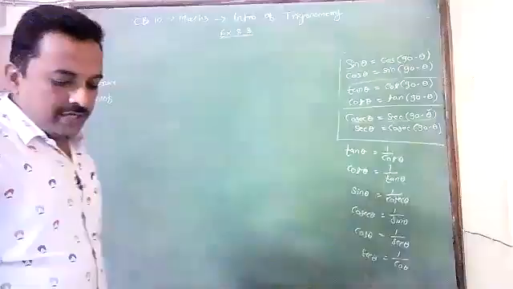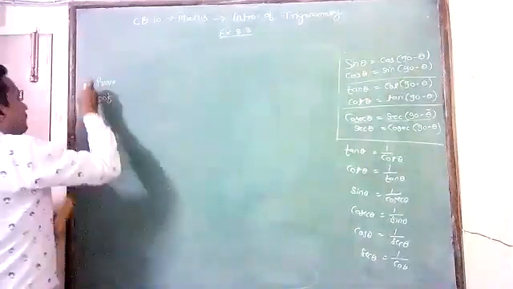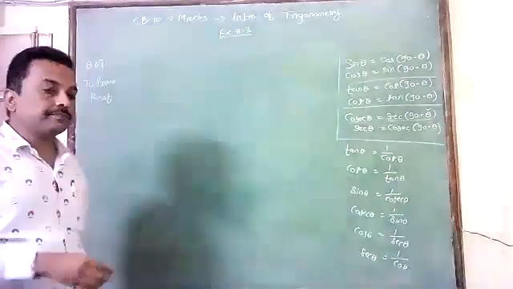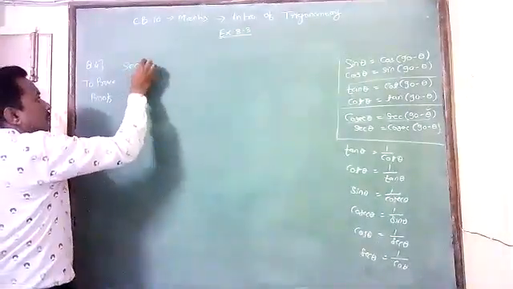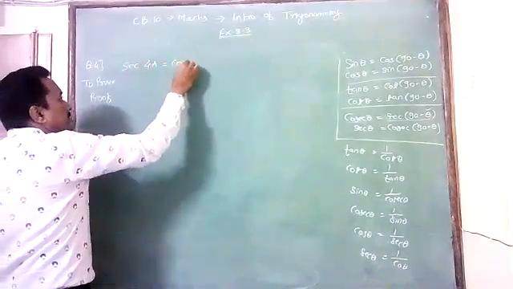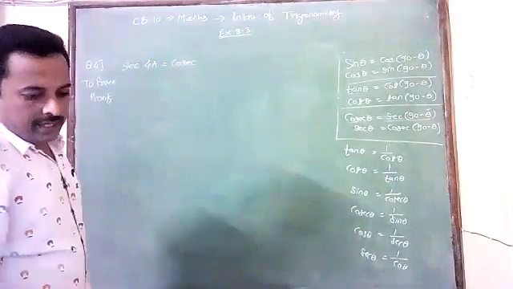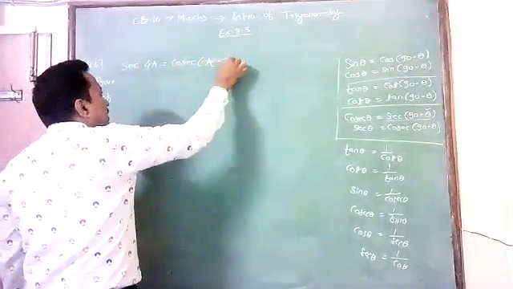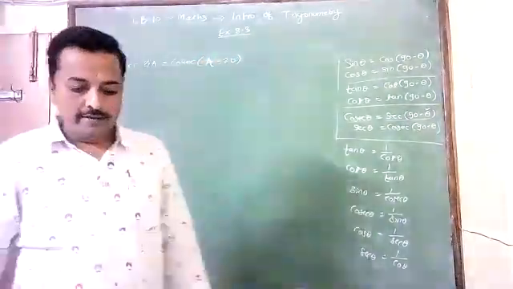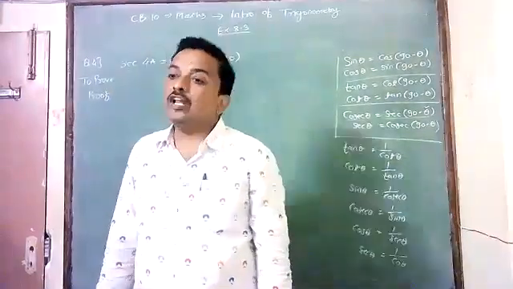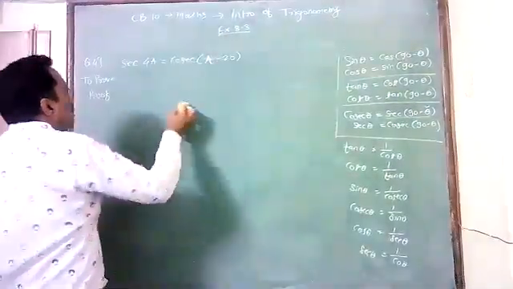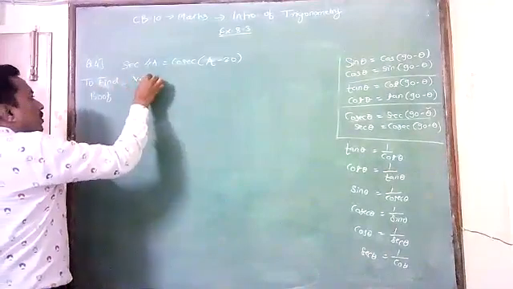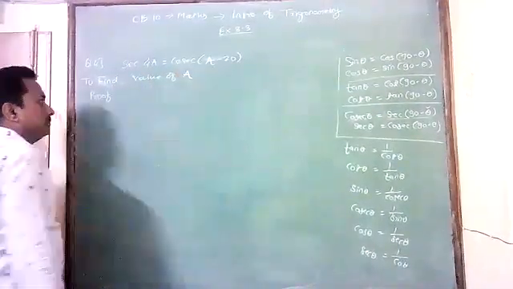Sec 4A is equal to cosec A minus 20 degrees, where 4A is an acute angle. Find the value of A. 4A acute angle है. We have to find the value of A. Simple है.